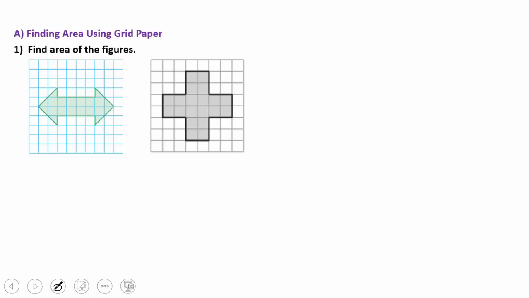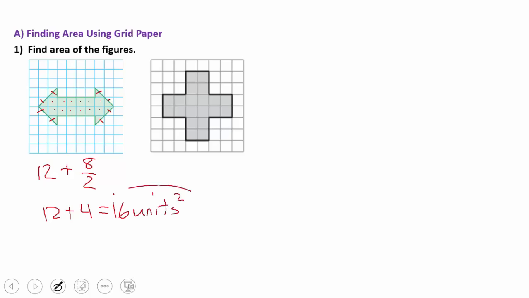We're going to start off, though, by using grid paper to find some area. Right here we have two examples in number 1. The first one is this green arrow. All we have to do is count up the square units, because area is in square units. Each square helps us find the area. So I have 12 full squares, and then I have 8 half squares. So that's 12 plus 4, which is 16 units squared for the area of that arrow.